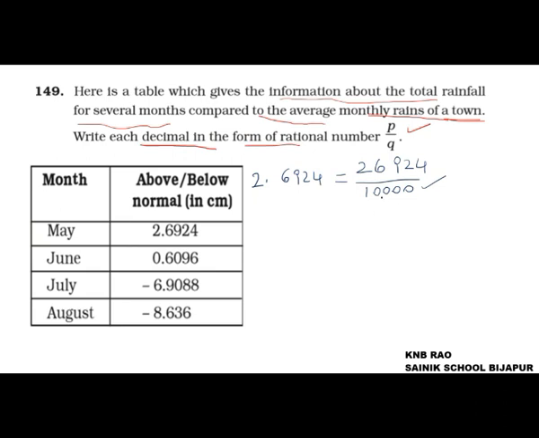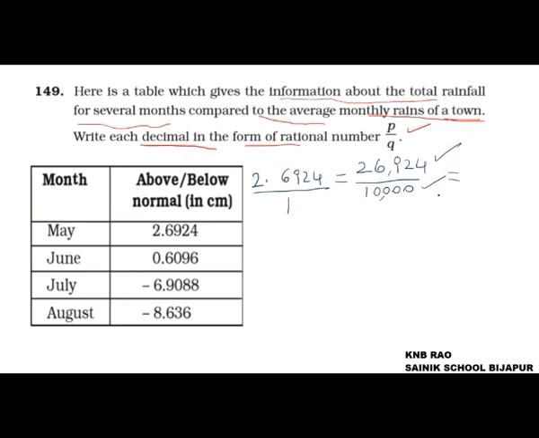That means 10,000. So, to remove this point, we will multiply 2.6924 by 1 by 10,000 to both the numerator and denominator. That's how it comes as 26,924 by 10,000. Now, this is one form. Now, it can be further reduced into simplest form.